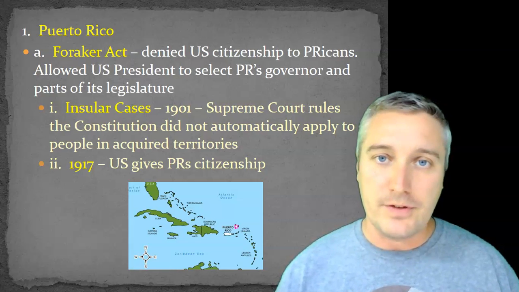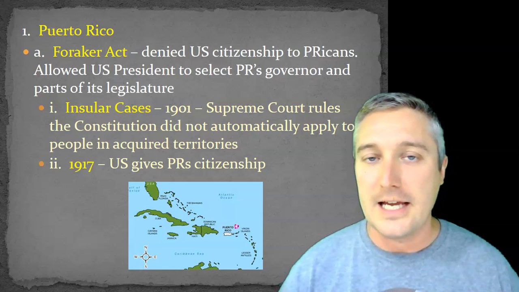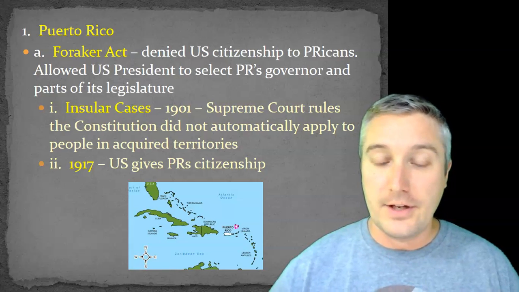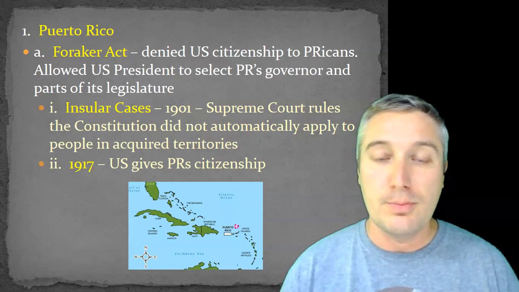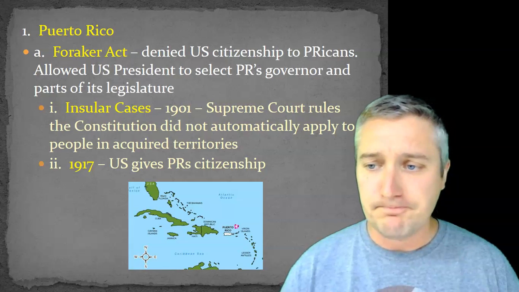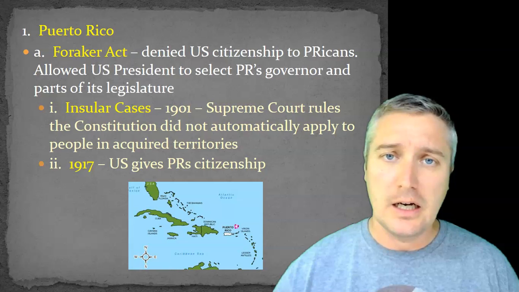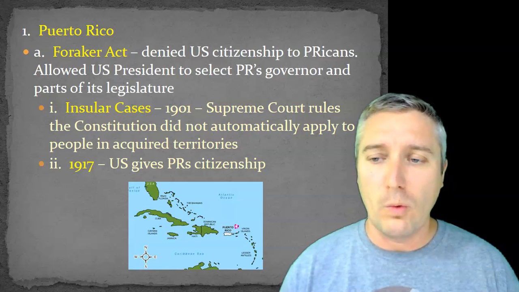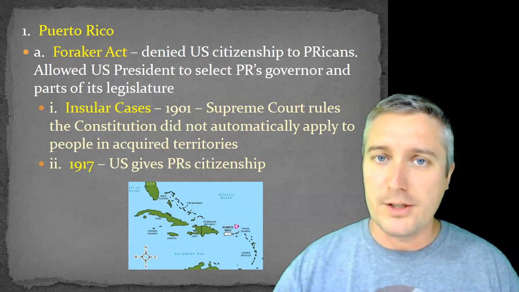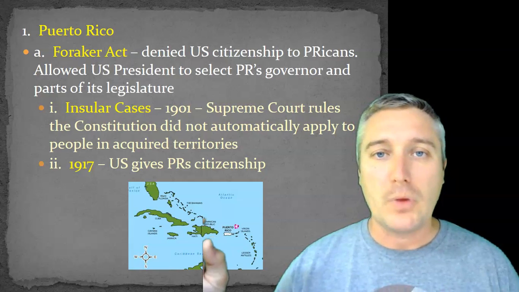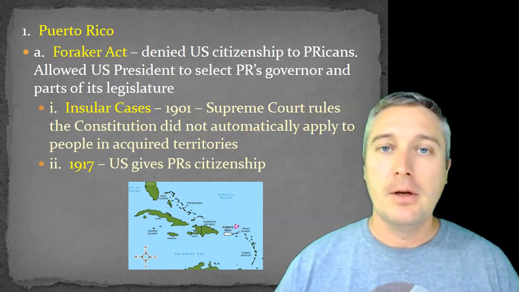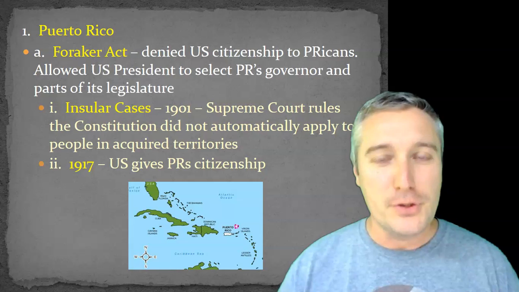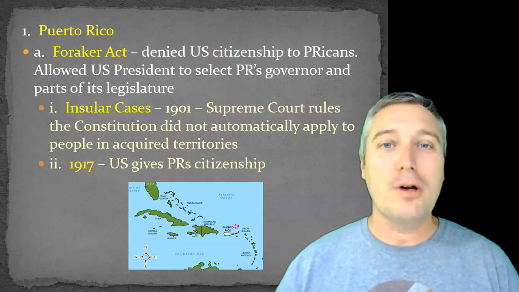This got challenged in a series of cases that collectively are known as the Insular Cases of 1901. And the Supreme Court basically sides with the law, saying that the Constitution does not automatically apply to people in newly acquired territories. Now, after all this was said and done, eventually in 1917, in the middle of World War I, the U.S. does grant Puerto Rico citizenship. And the reason I point out World War I is because by becoming citizens, that then allows them to fight in the armed forces. So, welcome to the United States.